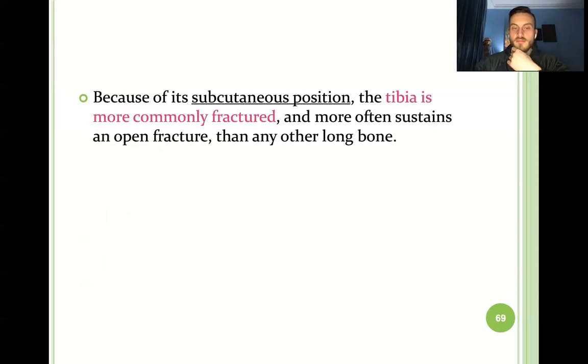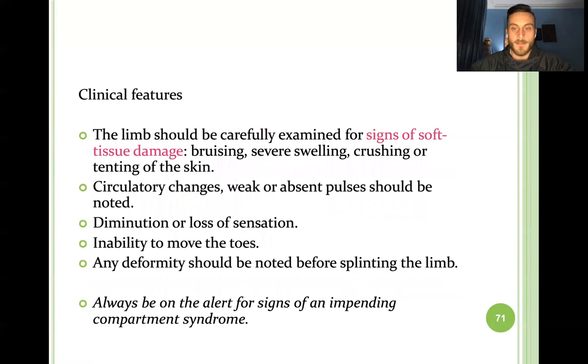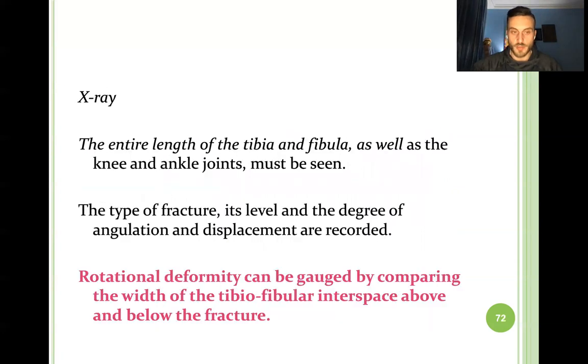What about the tibia and the fibula, which is the both bone? The tibia is more commonly fractured, and it's very subcutaneous: skin, fascia, bone. It's immediately under the skin, so it's very easy to get an open fracture in the tibia because it's very superficial. Usually twisting will give you a spiral fracture, direct trauma will give you a transverse fracture, or bending might give you an oblique fracture. So it's direct and indirect trauma. Be careful of soft tissue damage, be careful of compartment syndrome. The most common place that you might get compartment syndrome is the leg, true. So keep in mind that you might get compartment syndrome in the leg.